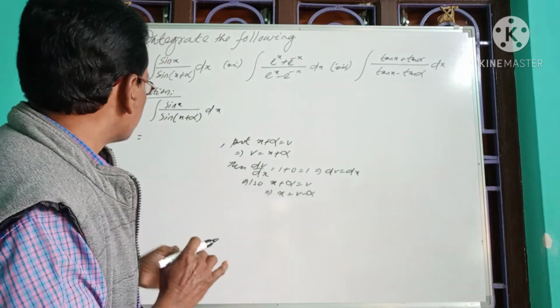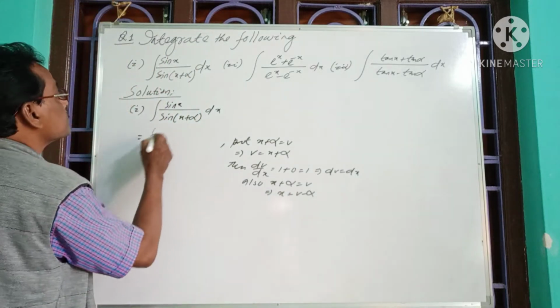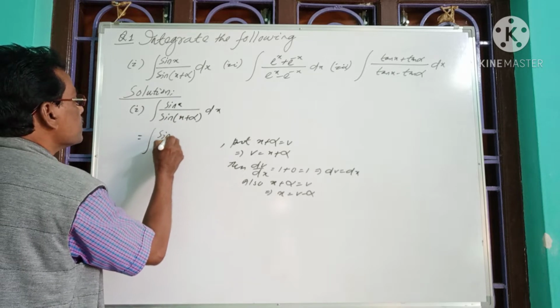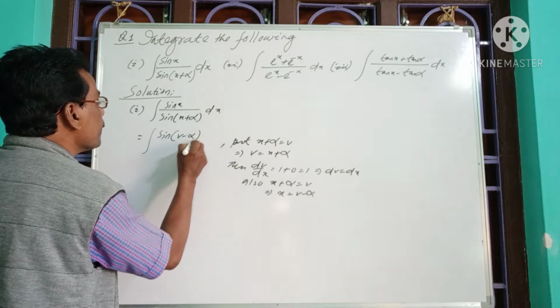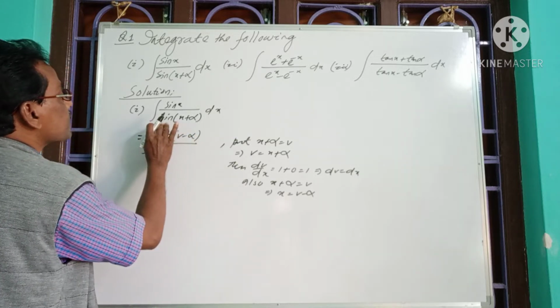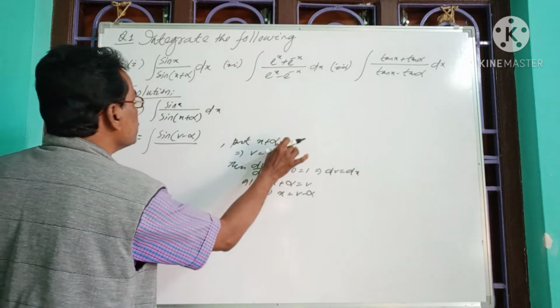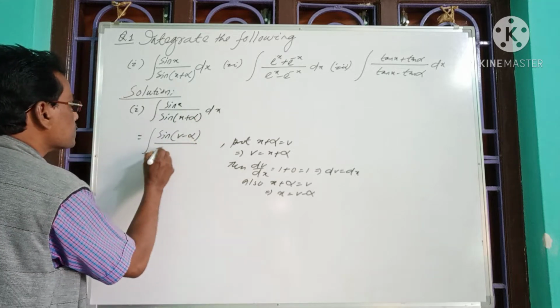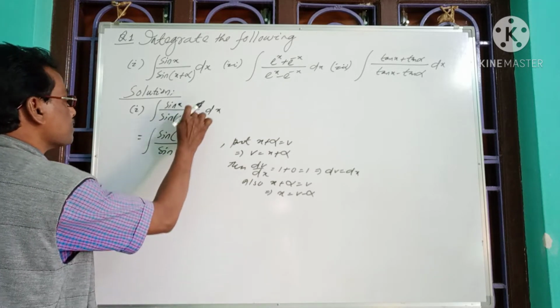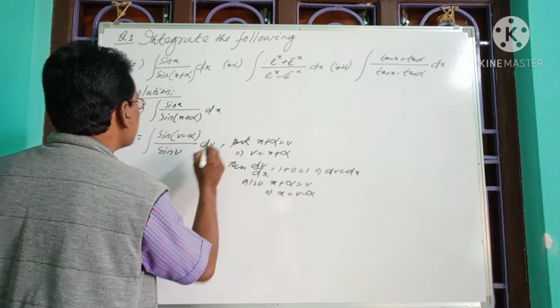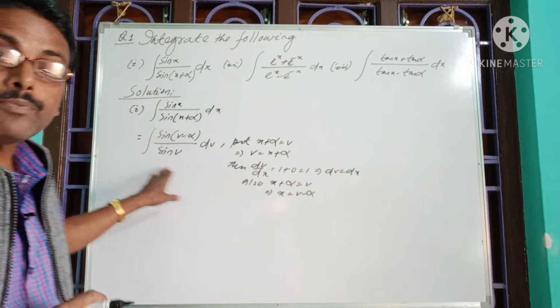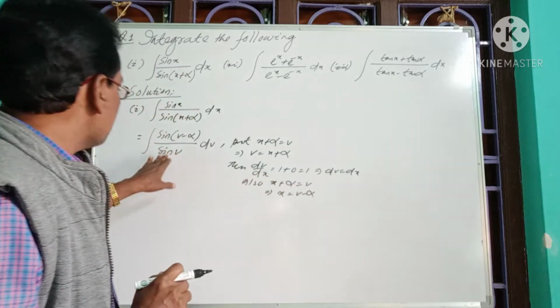Now let us substitute in the integrand. In place of sin x we have sin of v minus alpha, and in sin of x plus alpha we have to substitute v in place of x plus alpha, so we have sin of v. Again, dx we have got as dv. So we got the integration of sin of (v minus alpha) by sin v with respect to v.